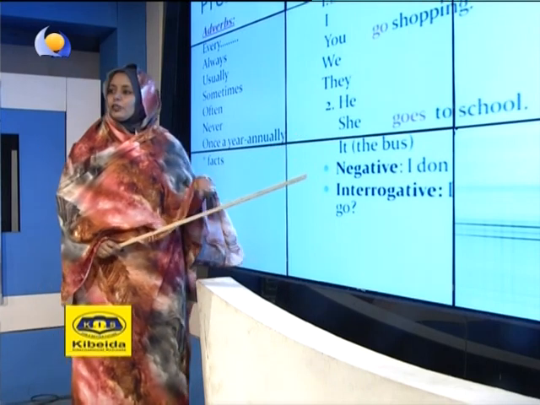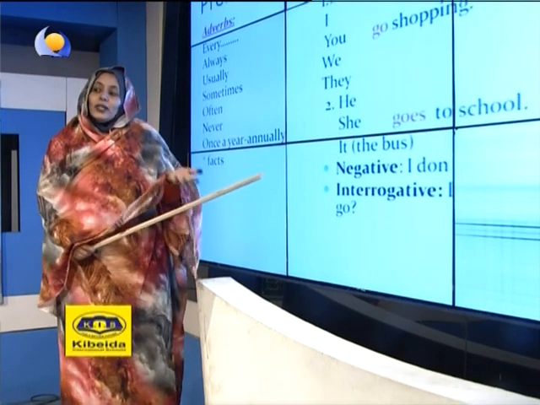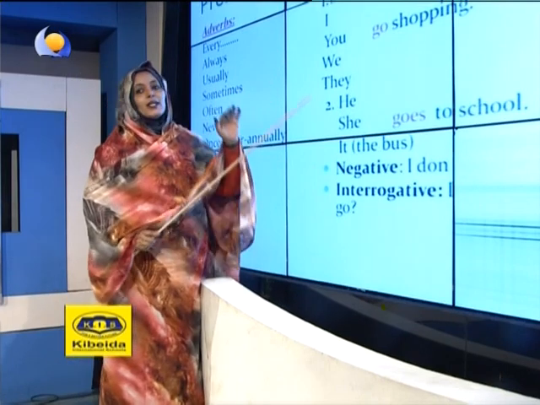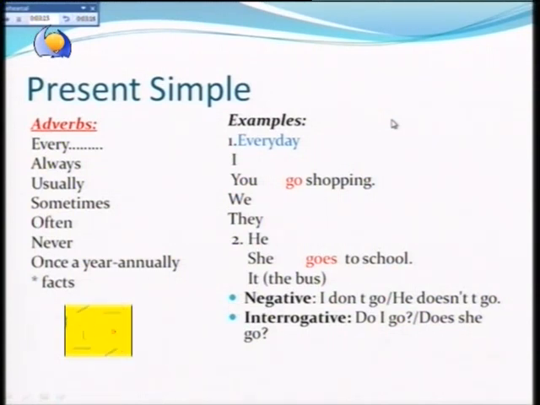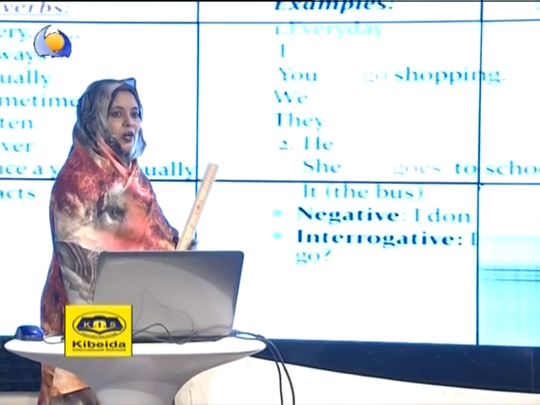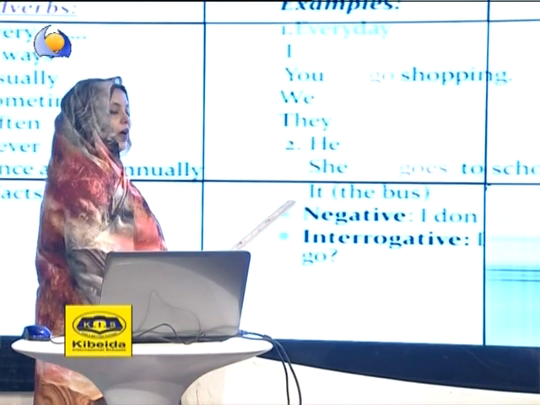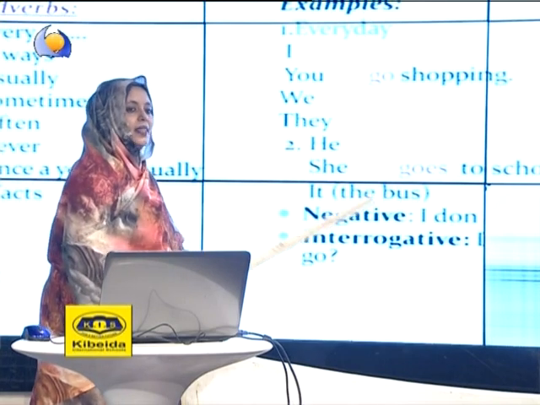Then, for the interrogative form, the rule says helping verb, subject, verb. What is our helping verb? Our helping verb for the present simple is either do or does. If I have a sentence like I go shopping and I want to make it interrogative, I say, do I go shopping? When you have sentences like she goes to school and you want to make it interrogative, you say, does she go to school, without s again. Remember that always in the negative and interrogative, when you introduce your helping verb, you do not need again to put the s at the end of the verb.